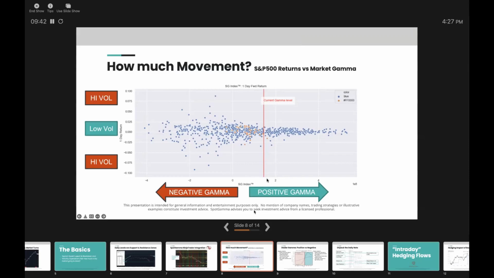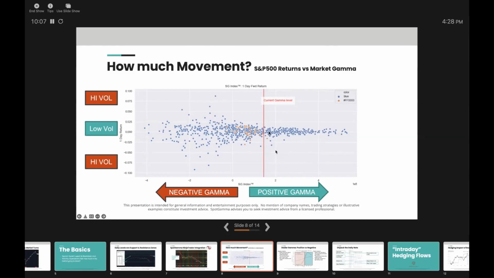When you see a lot of positive gamma, that are positive numbers on this x-axis, you can see that these dots here on the scatter plot are very concentrated, right? And so on the y-axis, what we have is the one-day forward return. So what is the market going to return tomorrow for the given gamma index reading? So for example, here, if I just point to one random dot, you can see that there was almost no movement or no return in the market yesterday.